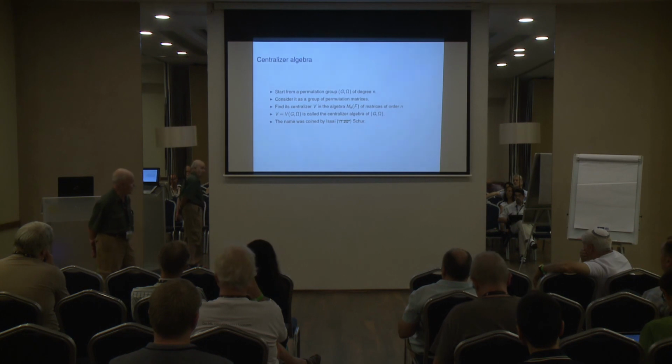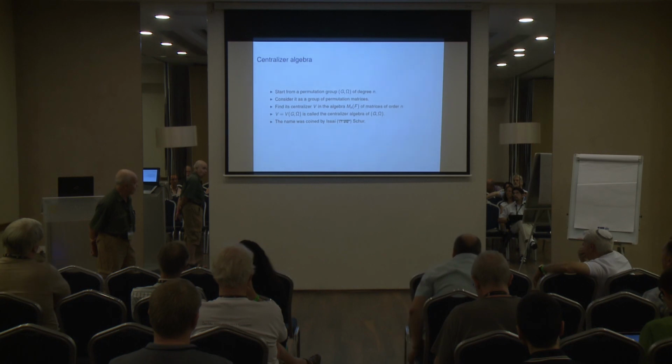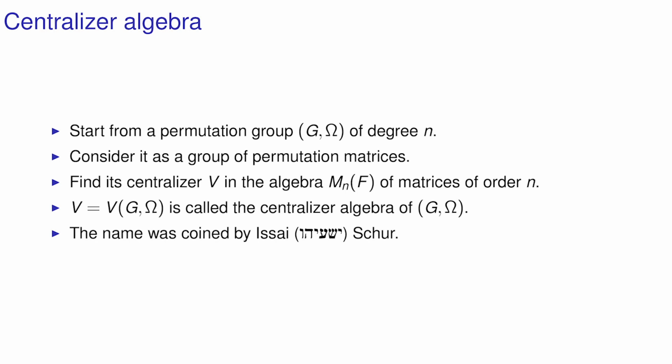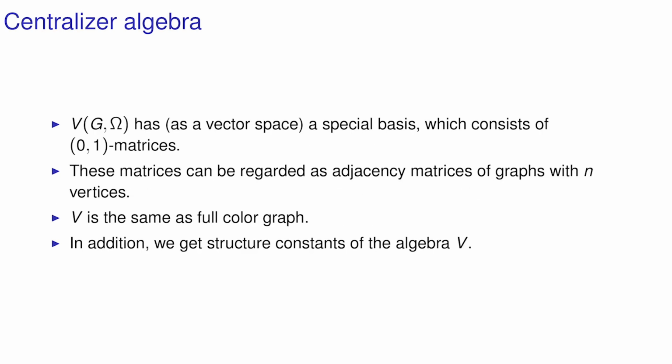Now we consider the algebra of all square matrices of order n. And in this algebra, we consider the centralizer of our permutation group. The centralizer is a subalgebra of this algebra, and this is called the centralizer algebra of a permutation group. This concept goes back to Schur, a very famous mathematician. He was mainly working in Germany, but he was finally forced to emigrate to Israel, and he died in Israel, I believe, at the age of 66.